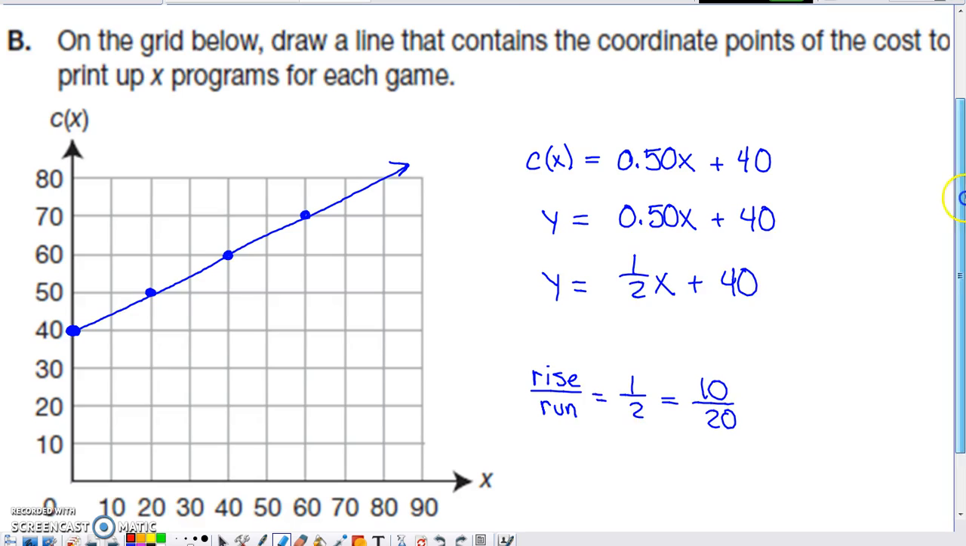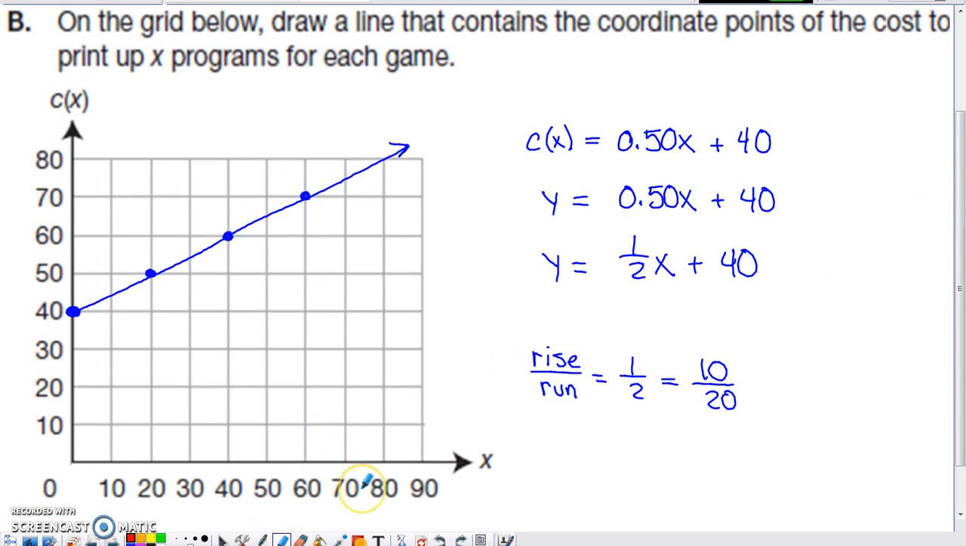So basically what this is good for, if we want to know how much it's going to cost to print, say, 70 programs, well, 70 is on the x-axis right here. If we go up to our graph, what are we looking at? Well, we don't know for sure, but it seems like it's really, really close to like $75, right? So X is the number of programs being printed, and then the Y is the cost to print that many programs.